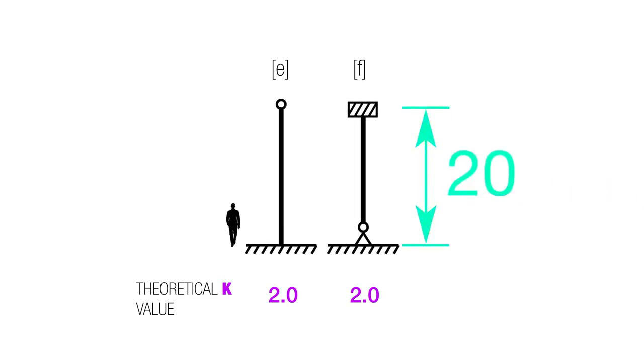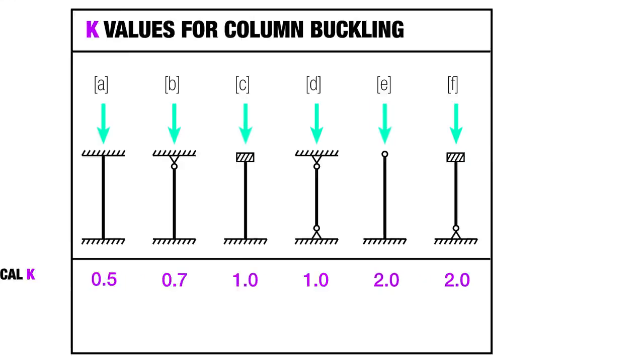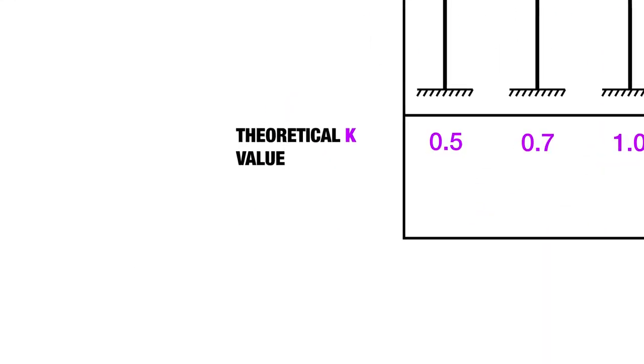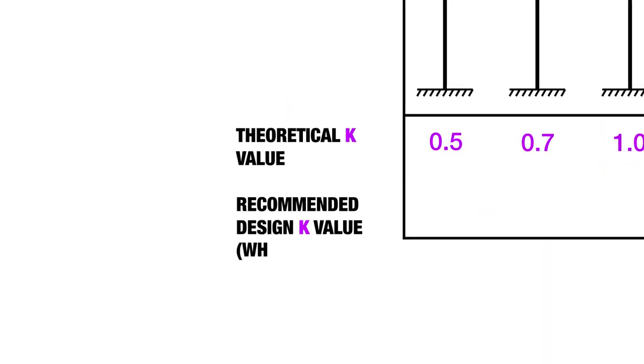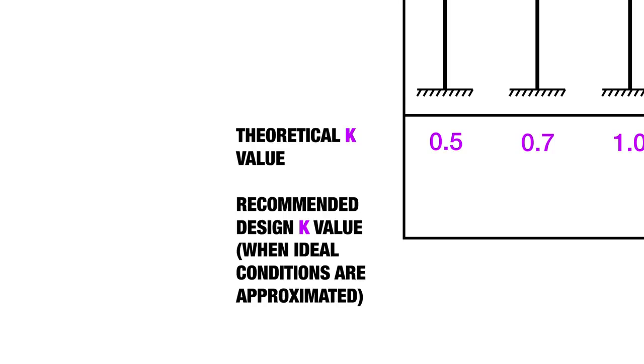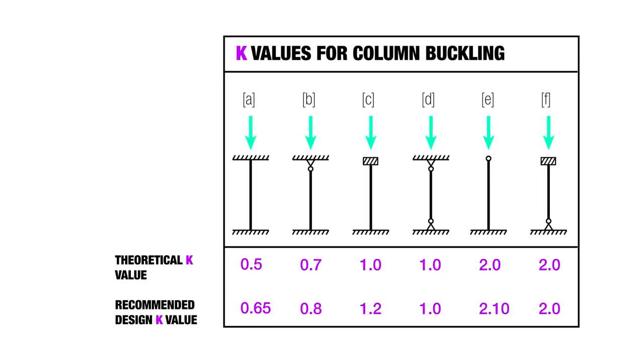So we're going to multiply it by 2. Now, right below that theoretical K value, there's another line that says recommended design value when ideal conditions are approximated. And that basically means we're talking about wood. So the theoretical K value can pretty much work if we're talking about something like steel that's pretty consistent, maybe even concrete that's pretty consistent.